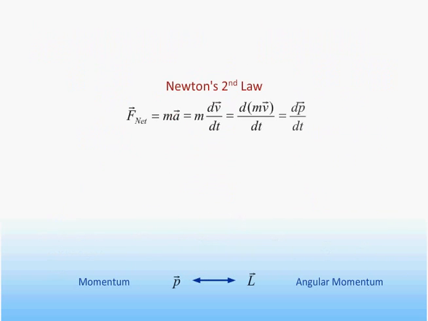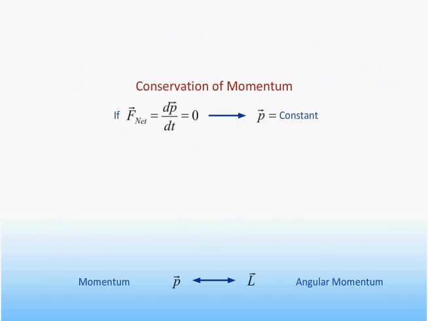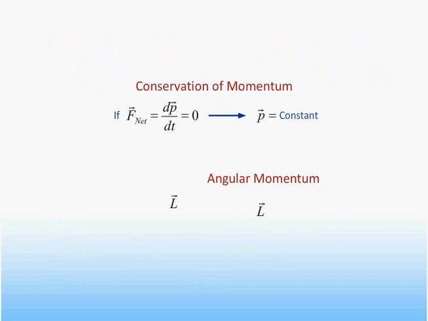We know that it is a consequence of Newton's second law that if the sum of the external forces acting on a system is zero, then the total momentum of the system is conserved. We will define angular momentum in such a way that if the sum of the external torques acting on a system is zero, then the total angular momentum of the system will be conserved.